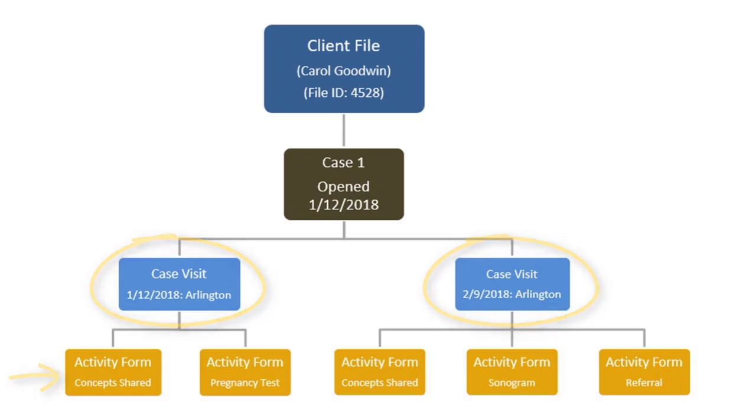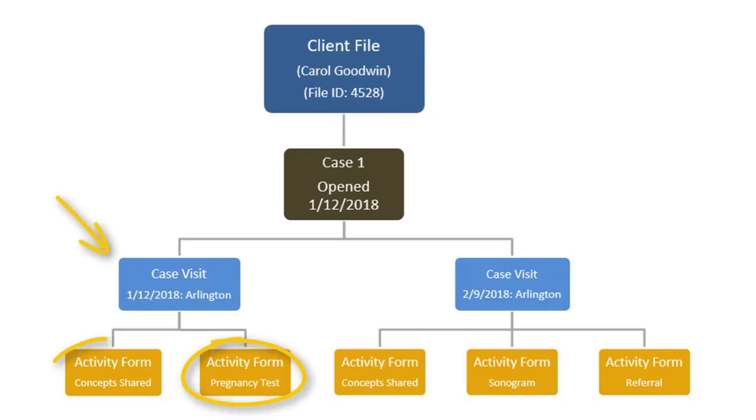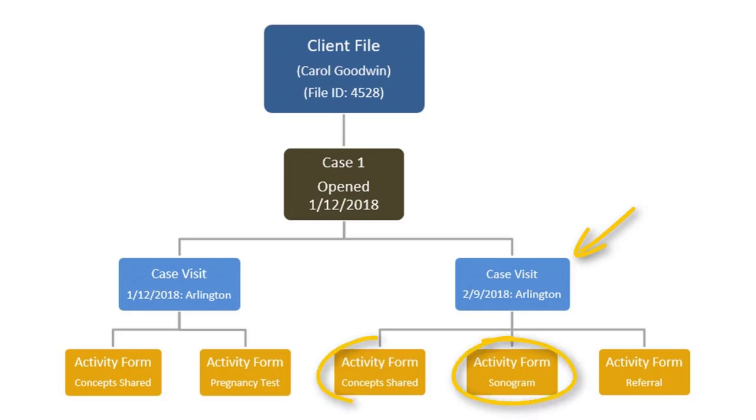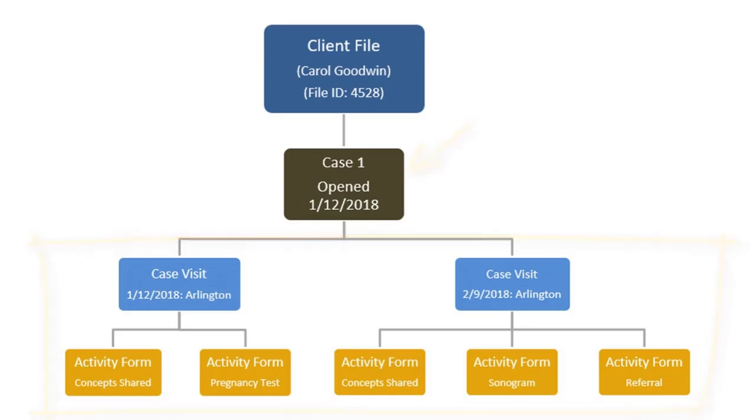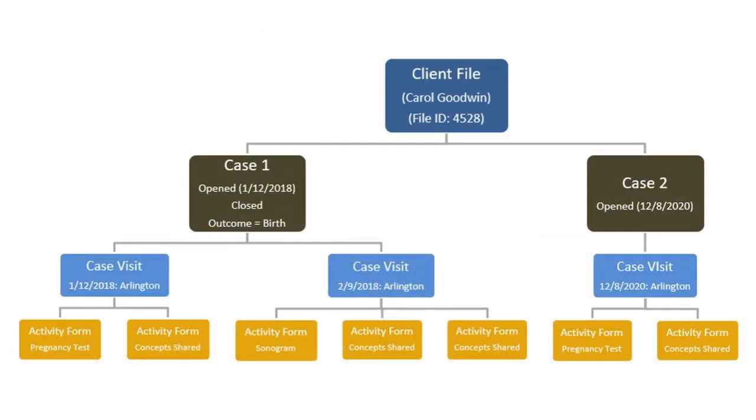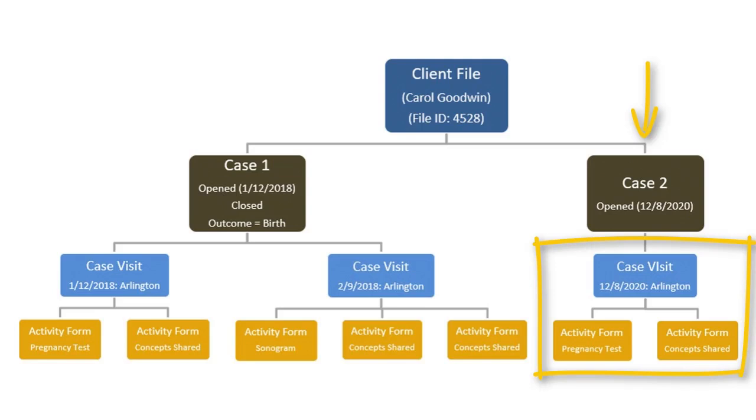For example, here you can see that our client came into the Arlington location on the 12th of January and received a pregnancy test and talked with a volunteer about her concerns. Then she returned to the center on February 9th and had a sonogram, talked to a volunteer about her concerns, and received a referral. Because these two visits were for the same pregnancy, they are both placed under case number 1. If a client comes to your center for a second pregnancy-related concern or cycle of support, you will open a second case. Then the visits and activities associated to that case can be added.